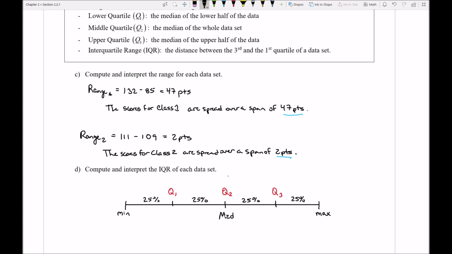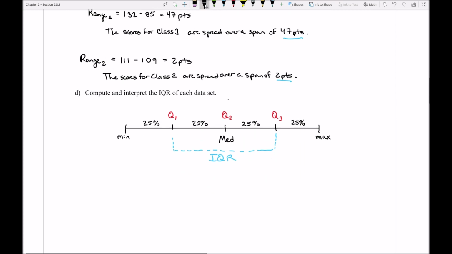So I'm just using these red values to divide up my data set into equally sized portions. Now, when we talk about the IQR, my IQR is just this distance between the third and the first quartile. So if I calculate this distance, how far is it from Q3 down to Q1? This is going to be my IQR. So calculating the IQR requires that I have these values of Q1 and Q3. So let's see how we would actually do this.